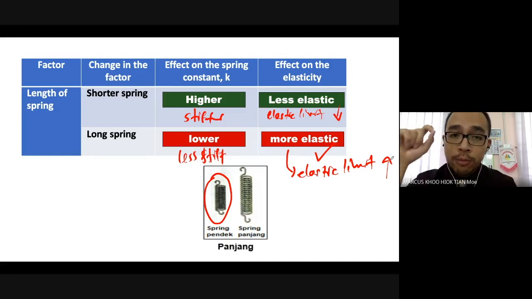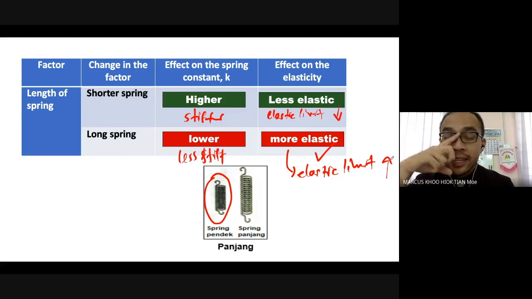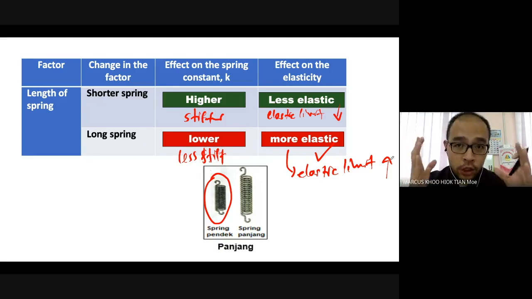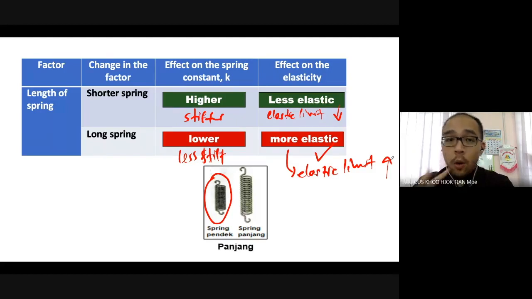You can put more force on a long spring, and it can still come back to its original shape. But for a shorter spring, it is harder. Dia lebih keras. But if you put more force, it may be harder for the shorter spring to come back to its original position. So all this is berkaitan. When the spring constant is higher, it is stiffer. But the elasticity is less, and therefore the elastic limit is less.